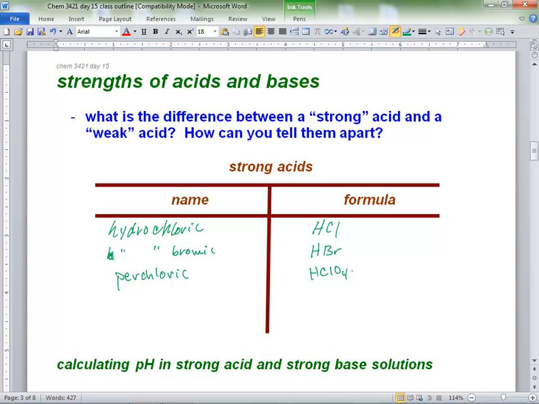Zach. Sulfuric. And its formula is H2SO4. That's 4. We need a couple more. Monica. HI. Hydroiodic. Okay, in my view, the last one is the most dangerous one. What is that last one, Shelby?